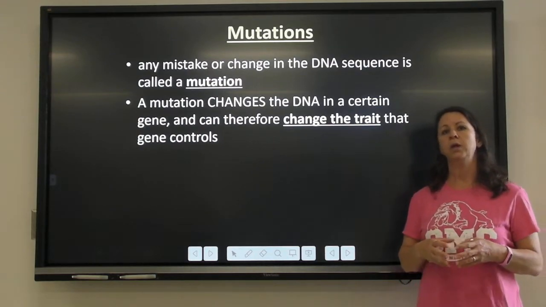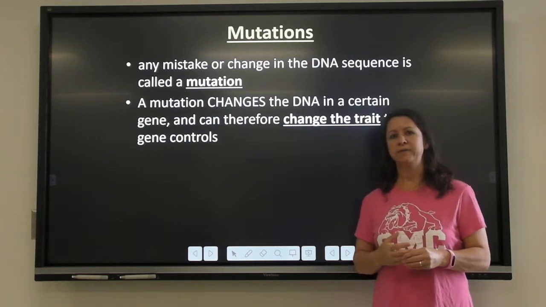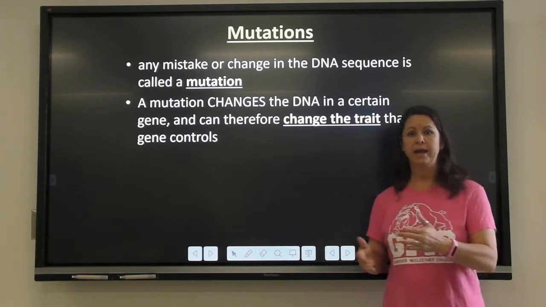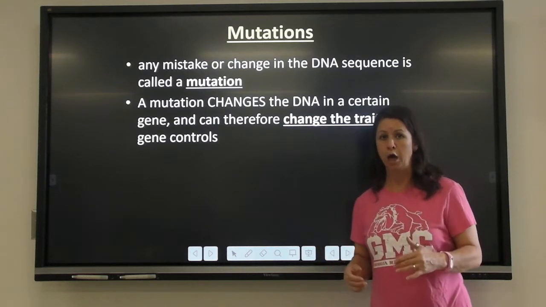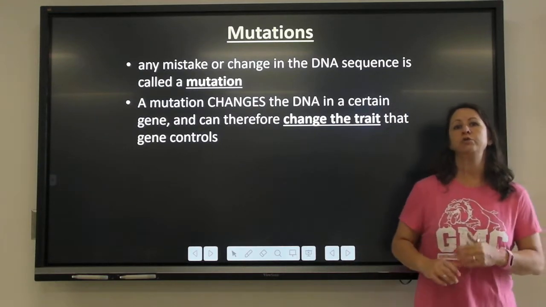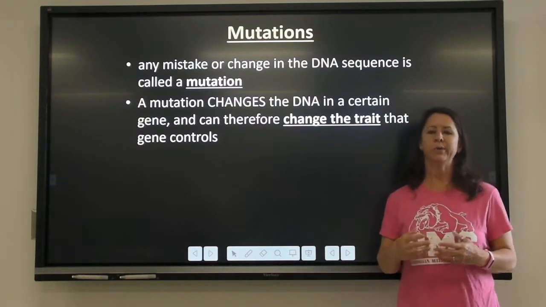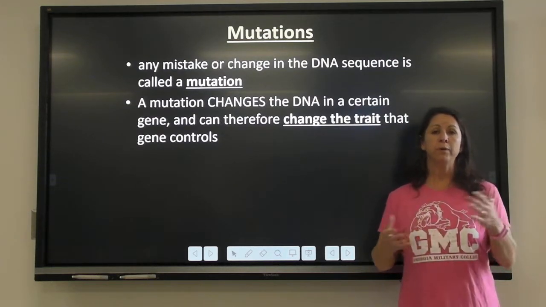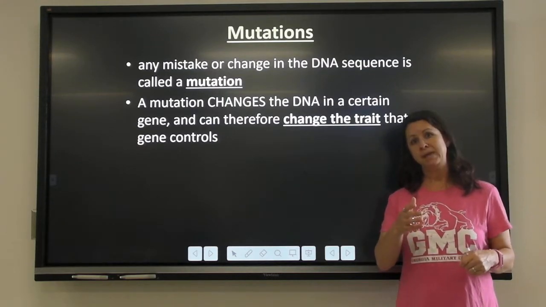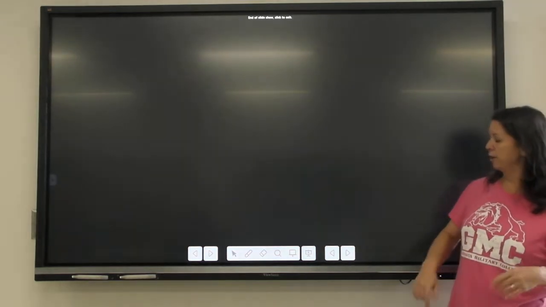For example, the B blood type. Scientists believe that you used to have A as your dominant blood type and O as your recessive blood type, but then a mutation gave us blood type B. And so now we have the different blood types A, B, AB, and O, instead of just A and O.